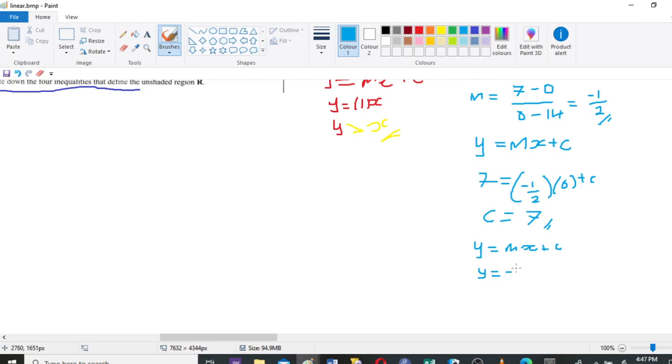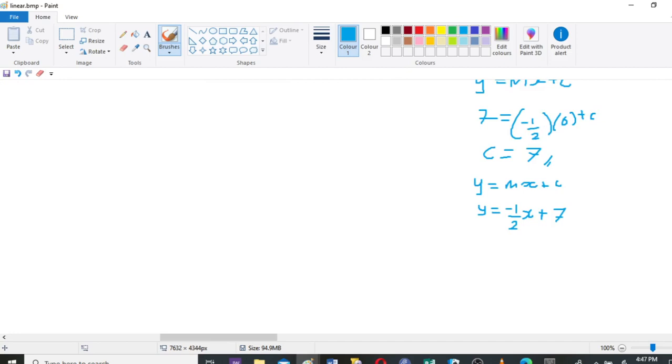Our m value is -1/2, and we write x plus the value of c, which we have calculated to be 7. So if this is the value of 7 that we have and we place it there, then we are going to analyze here.